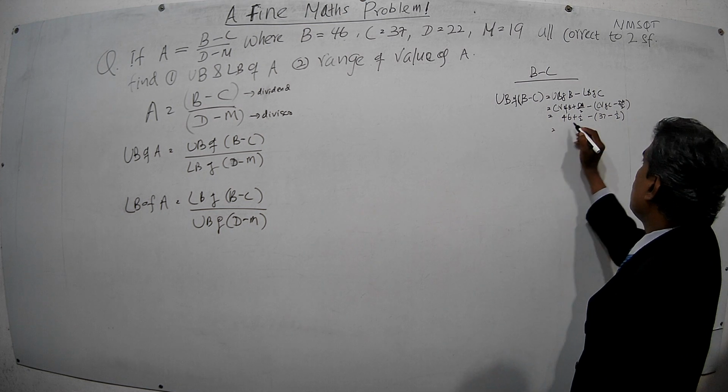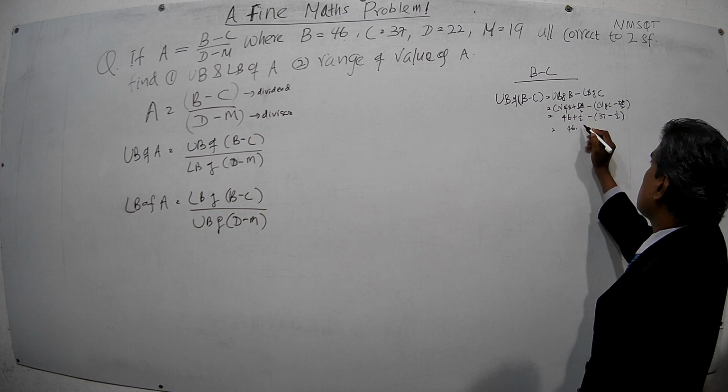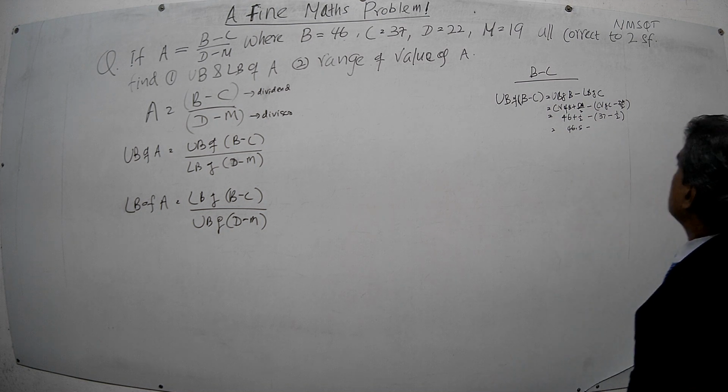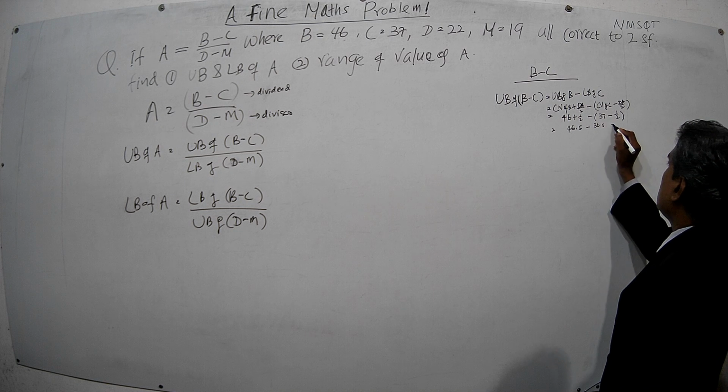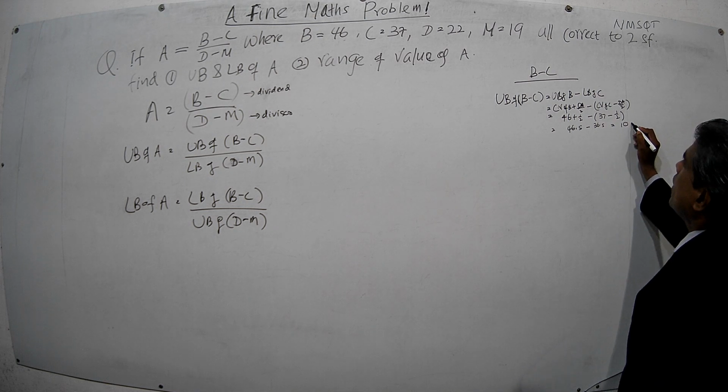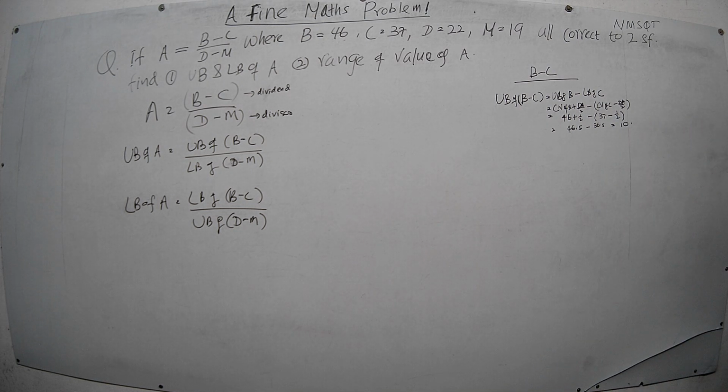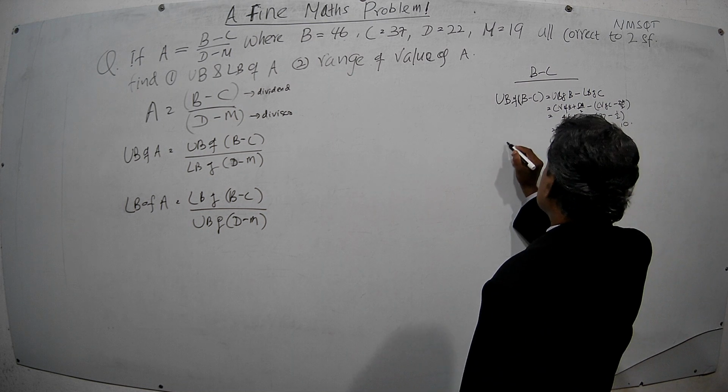Okay, now right here 46.5, 46 plus half, then minus 37 minus half is 36.5. Our answer will be how much? 10. This is the upper bound of B minus C, and then we'll find the lower bound of B minus C also.